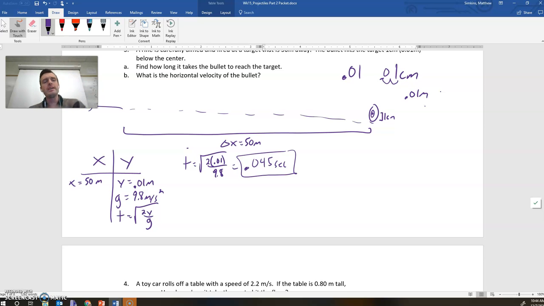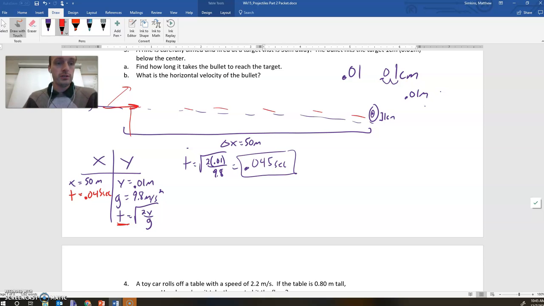Here's what I want to know. If that's the case, how fast is that bullet going then? It's obviously going really fast if it gets there that quickly. So what we can do, again, only because it's a horizontal projectile. If I shoot this thing up in the air at an angle, all bets are off, okay? But for horizontal projectiles only, the time in the y direction is equal to the time in the x direction, so 0.045 seconds. The time it takes to drop that 1 centimeter is the same amount of time it takes to travel horizontally to reach the target.